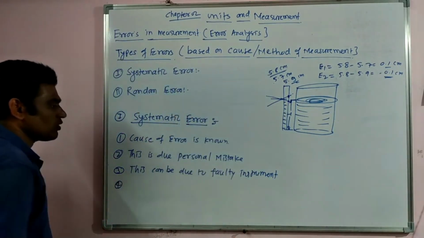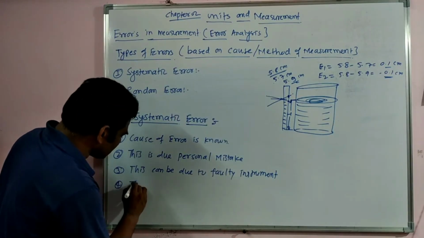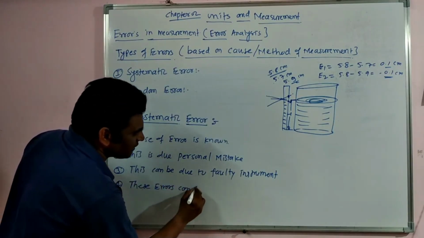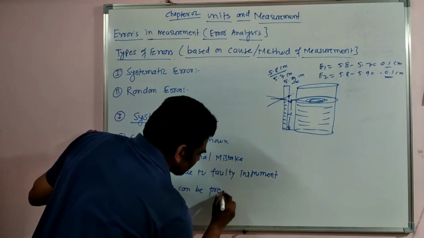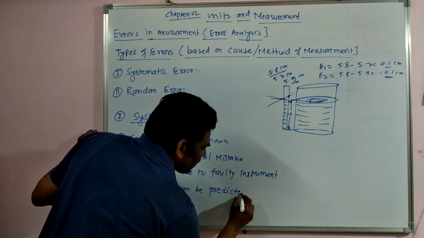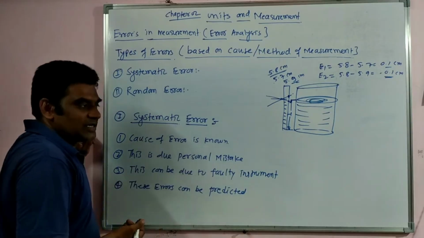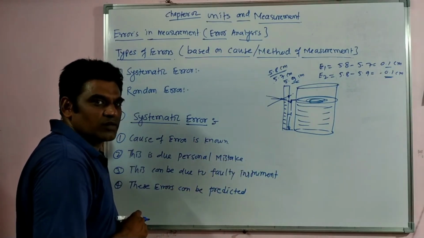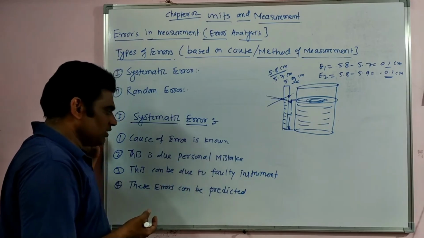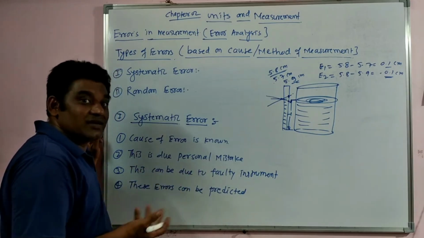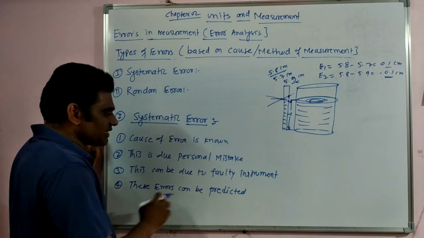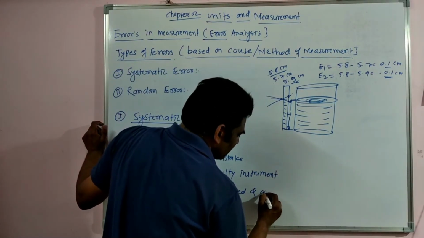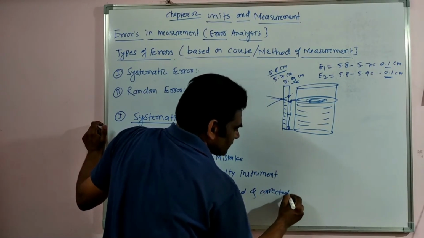Important thing in this is what? These errors can be predicted, because the instrument is faulty, so one can predict, yes, this will give you wrong readings. We have to use it carefully. And if the cause is known, we can correct it also. These errors can be predicted and corrected, like this.